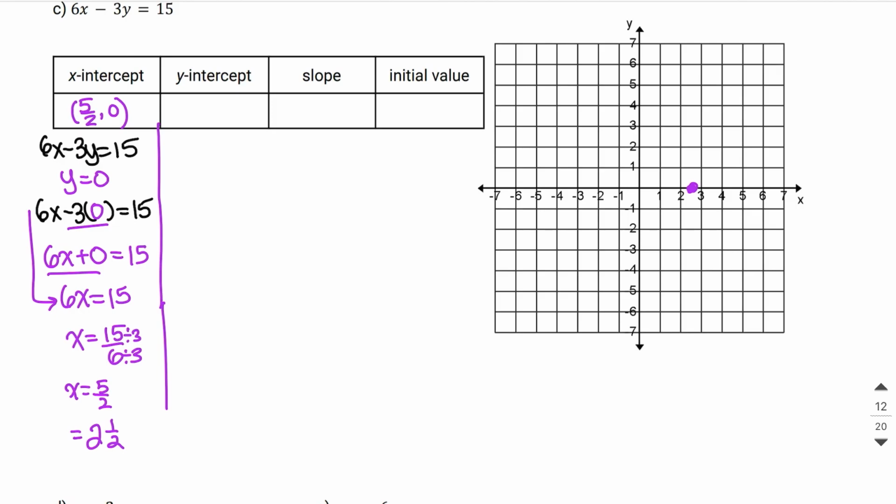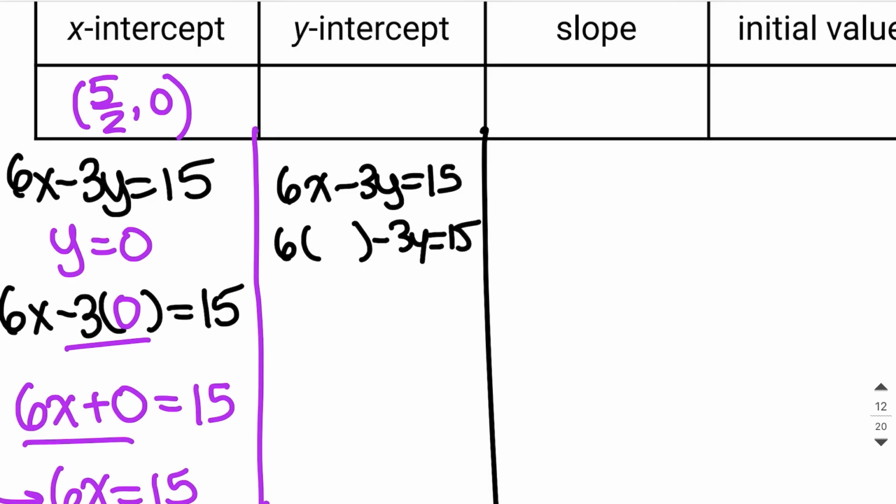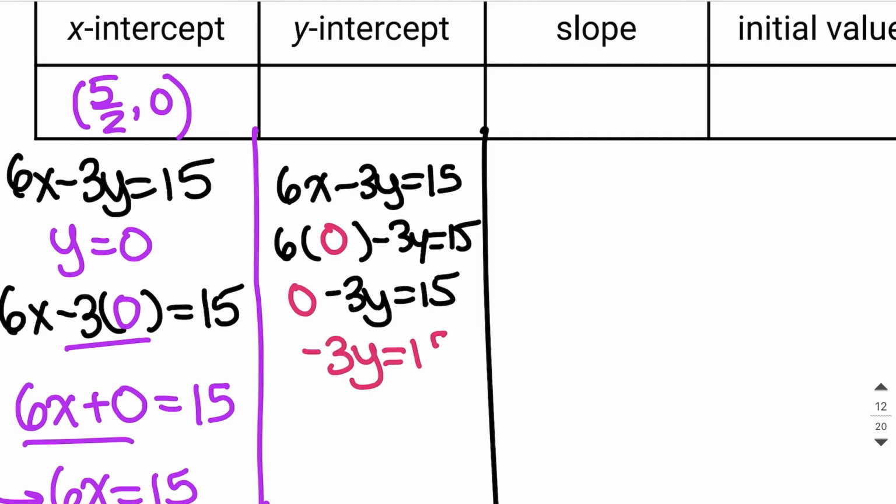Okay, so now let's go ahead and find our y-intercept. So our y-intercept is going to happen when x is 0. So I'm going to say 6 times 0 minus 3y equals 15. And then 6 times 0 is 0. And then here, be extra careful. This 0 minus 3y ends up being negative 3y. So don't forget that that is a negative value.